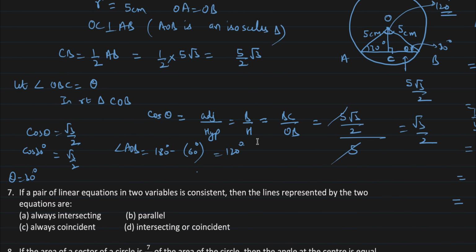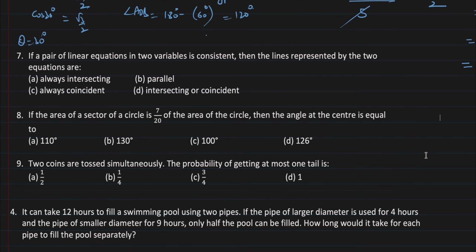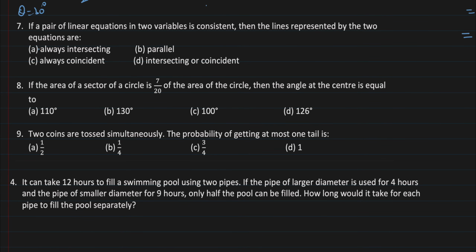Moving on to the next part of the quiz, the third part of the quiz. I'll share the questions here. So 6 questions done. Now this is the 7th question. Pause the video students, solve these questions and send your answers in the comment. If a pair of linear equations in 2 variables is consistent, then the lines represented by the 2 equations are: always intersecting, parallel, always coincident, intersecting or coincident. 8th question. If the area of a sector of a circle is 7 by 20 of the area of the circle, then the angle of the center is equal to.